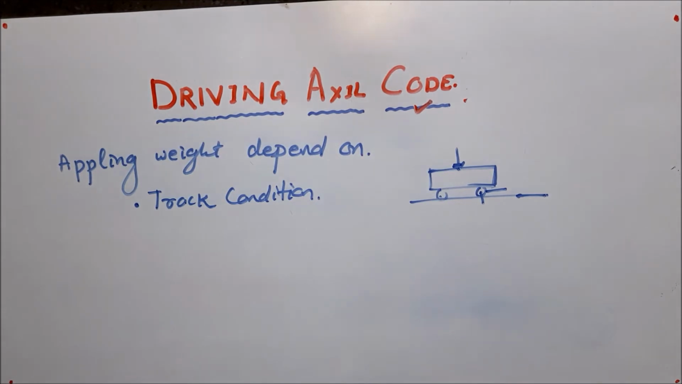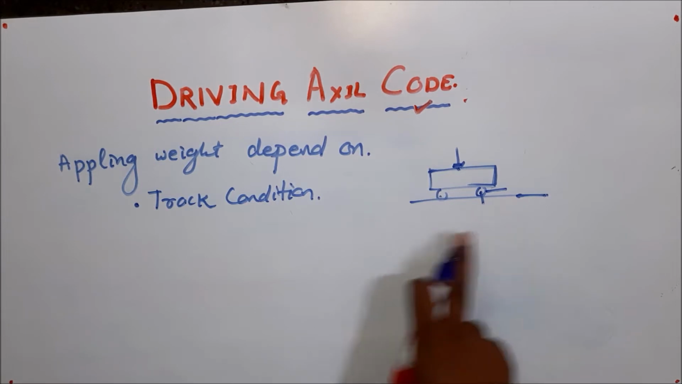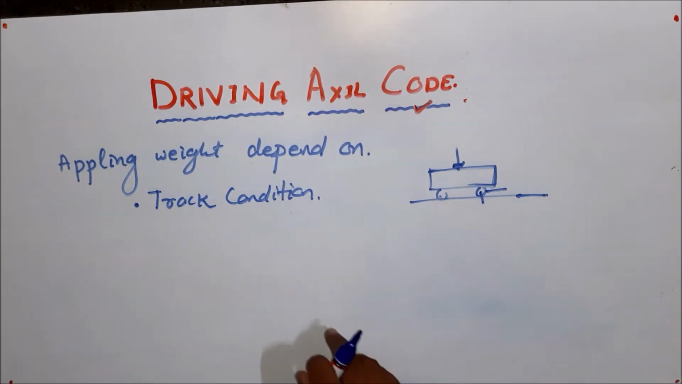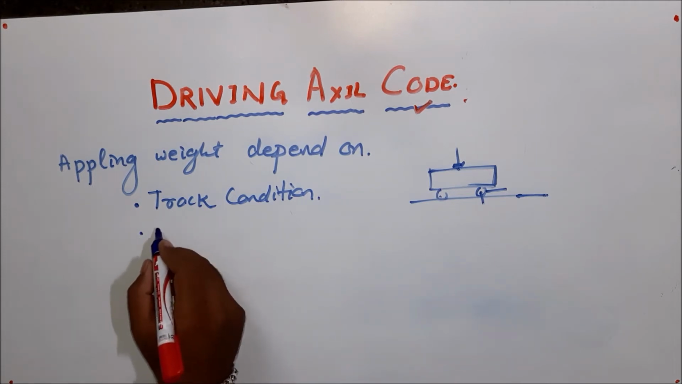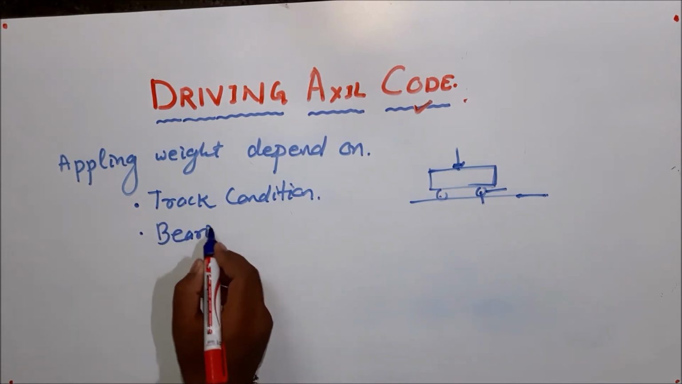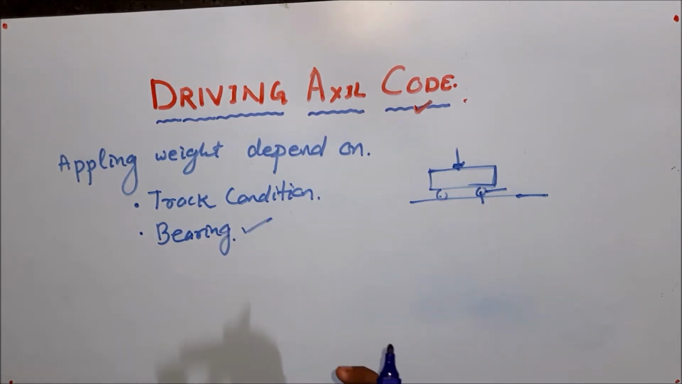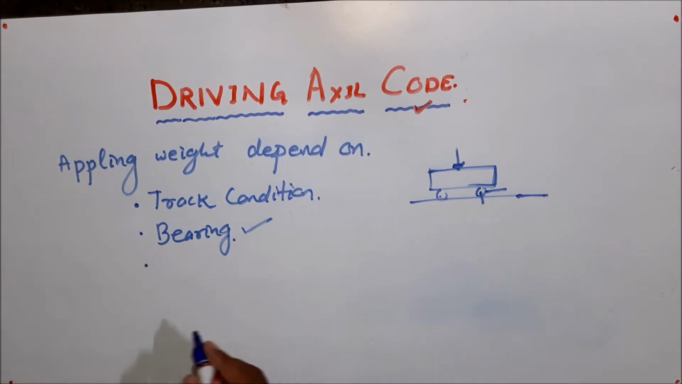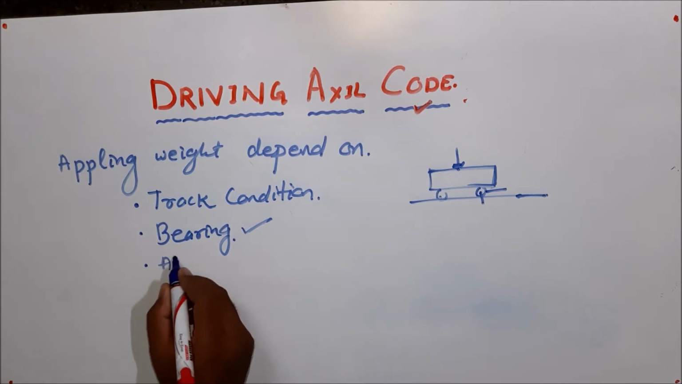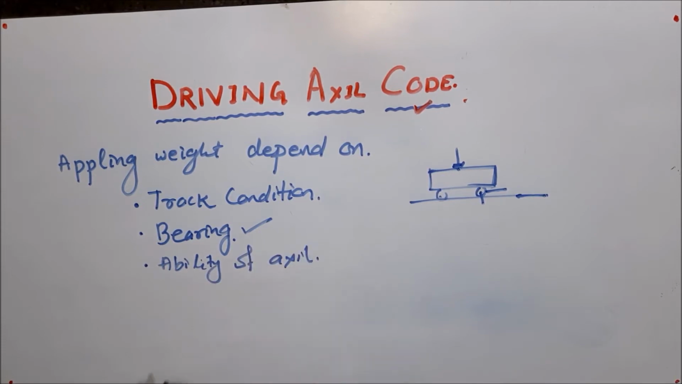Track condition means if the track is too old, it cannot take more load than a new track. So the weight applied over the train depends upon the track condition. Second, it depends upon the bearing. A bearing is a mechanical arrangement which can connect a steady structure with a moving structure. Third, the weight also depends upon the ability or strength of the axle.